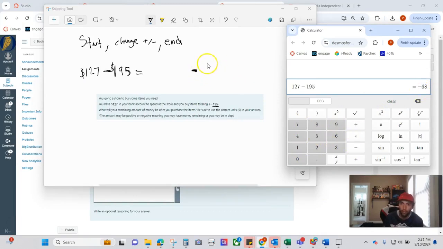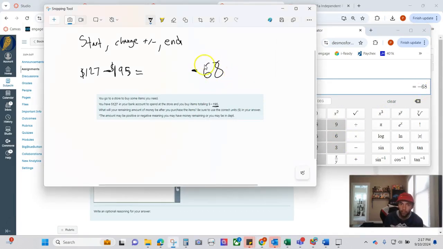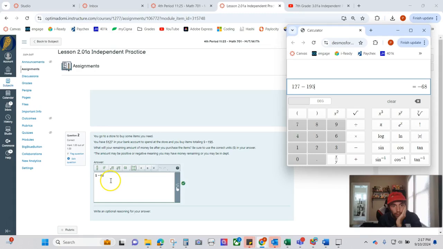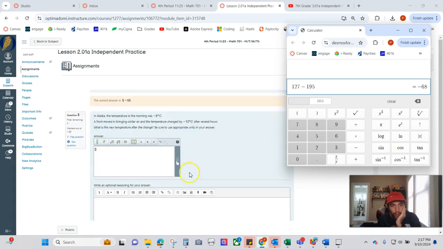Okay, my answer is negative $68. Now, before I type that in, does that make sense? Start with a positive, and we spent money. That's how much money we spent. We spent more than we had, so my answer is negative. Okay, makes sense to me. Oh, and looks like we got it correct. Negative $68. The dollar sign.